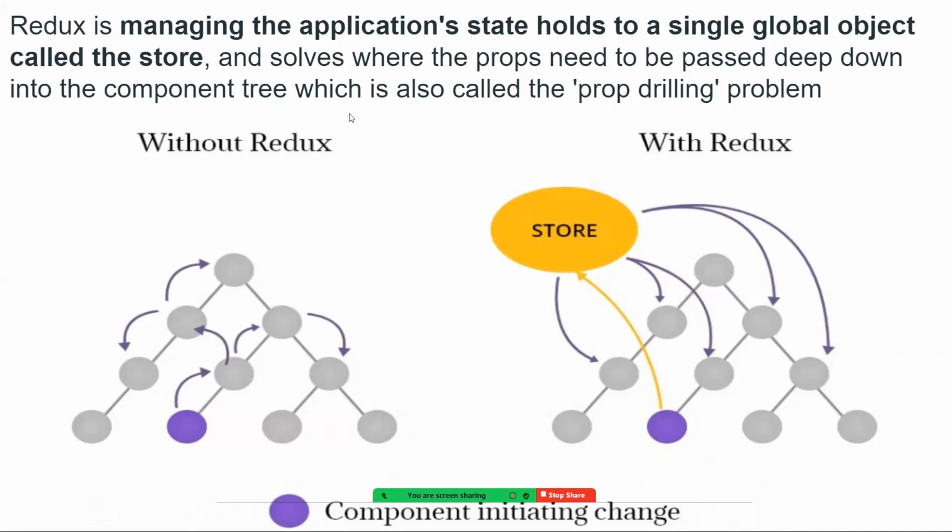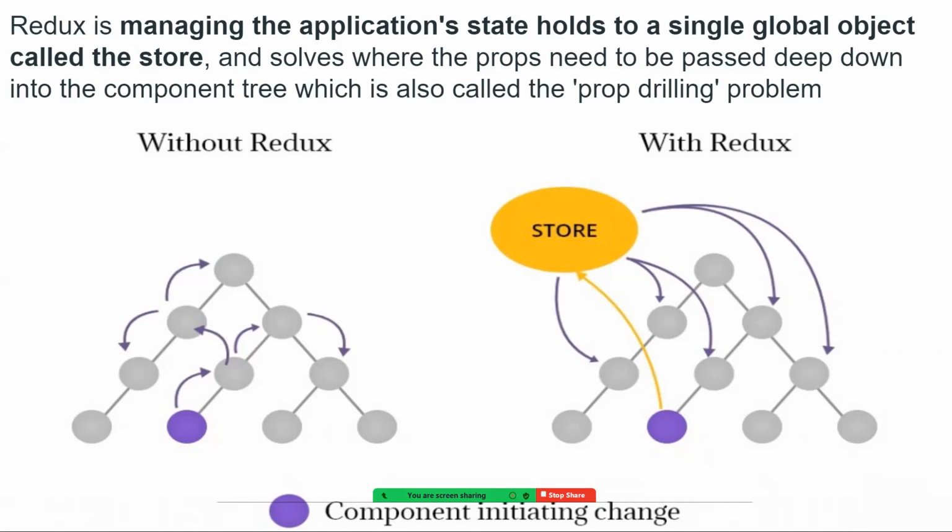The definition says Redux manages the application state and holds a single global object. So how does Redux solve this problem? Redux has only one single store, a single global object where the whole application state is stored and can be accessed from anywhere. That's how it solves this problem.